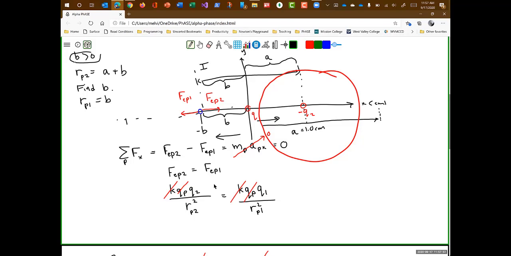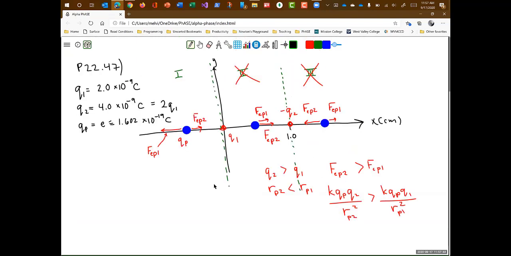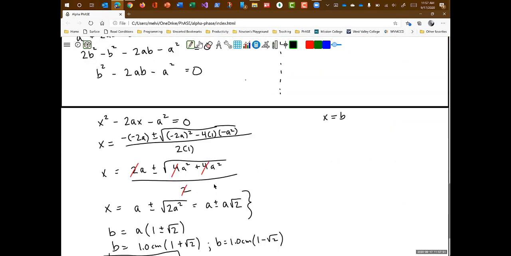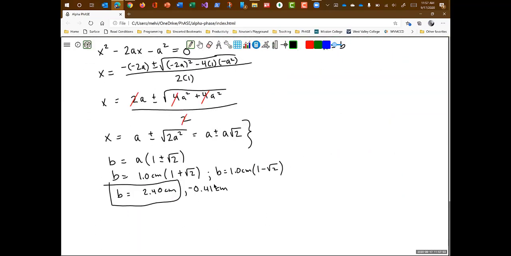And that's one reason why we spent a lot of time in just setting up the problem, so we could understand what we had to deal with here. So in short, our answer is B, and this is a magnitude B. So when the question says, where is it on the x-axis? We would say x is equal to minus B, which is minus 2.40 centimeters.